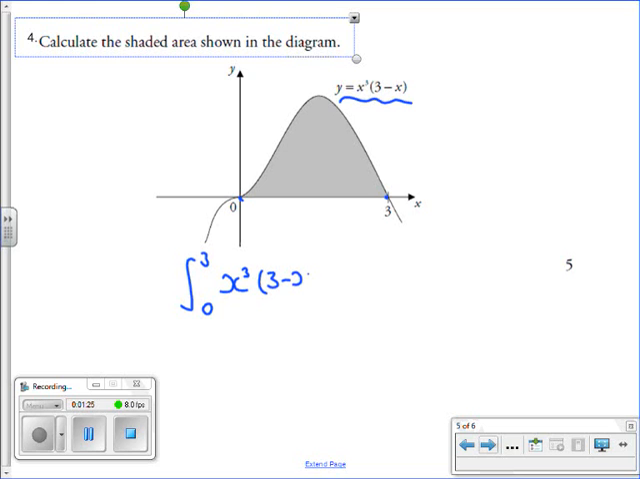We're integrating the curve itself, which is x cubed times 3 minus x, with respect to x. We can't integrate without first multiplying out the brackets. So we're going to multiply x cubed by each term in the brackets, which gives us a new expression of 3x cubed minus x to the power of 4.